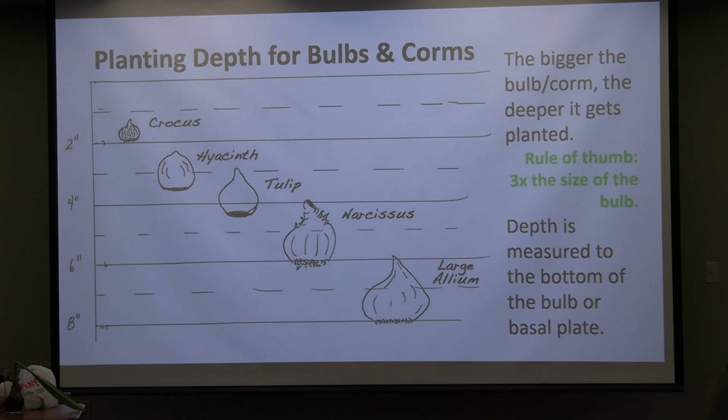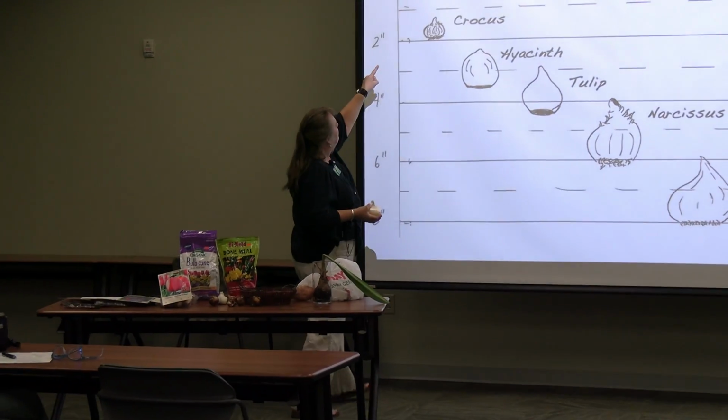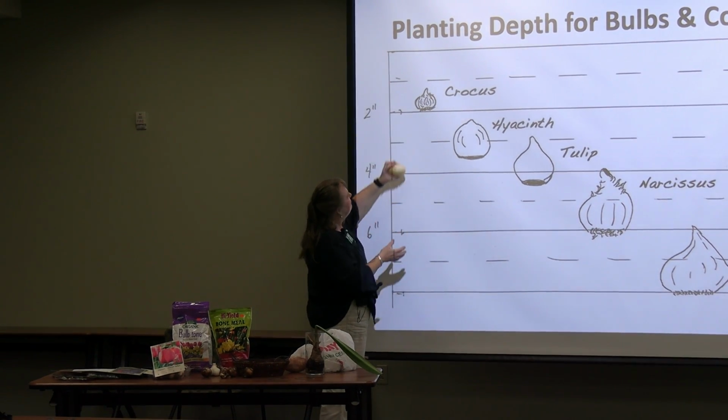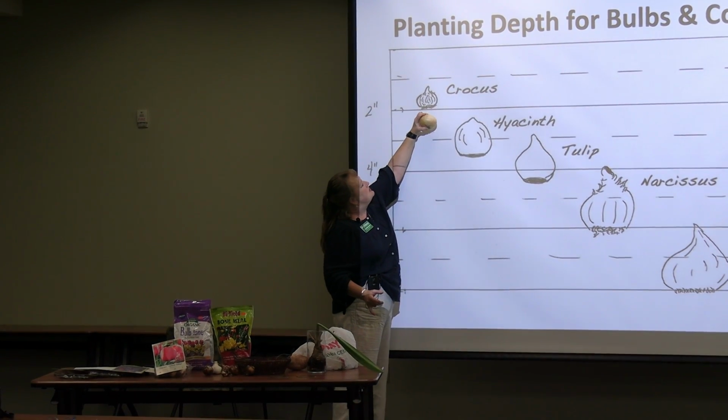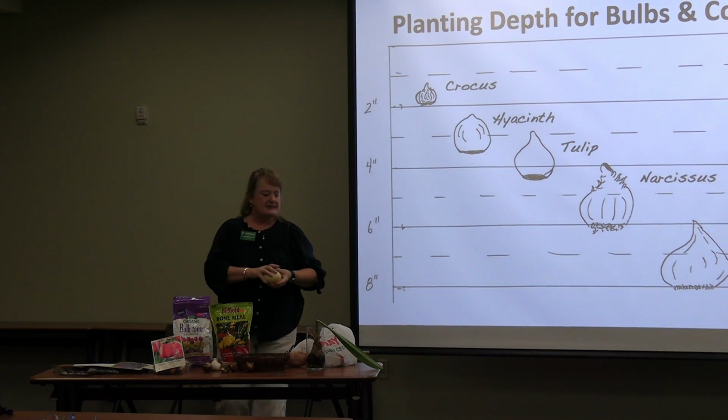But also, I want to tell you that when you're measuring it, so say your crocus has to be 2 inches down, you're going to have the basal plate at the 2 inch mark. It's not going to be the nose, it's the basal plate. So you're going to make sure that it's not too deep.